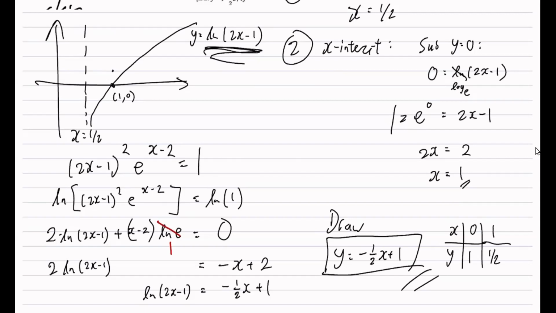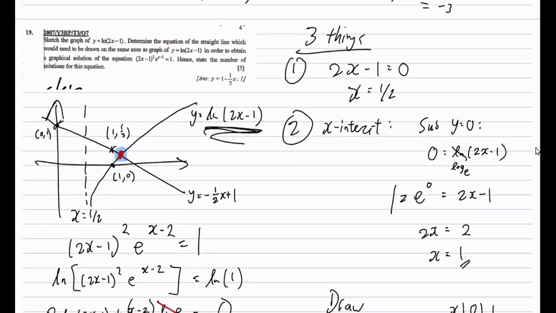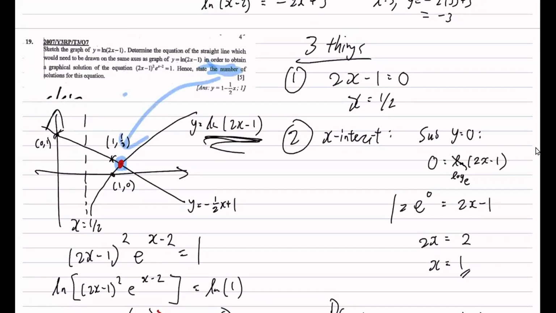Somewhere here and here. So the graph will look something like this. This is the point 1, half. That was the point 0, 1. This is y equals minus half x plus 1. So how many intersections do you see? 1 only. So how many solutions? 1. Exactly. The number of solutions is equal to the number of intersections.